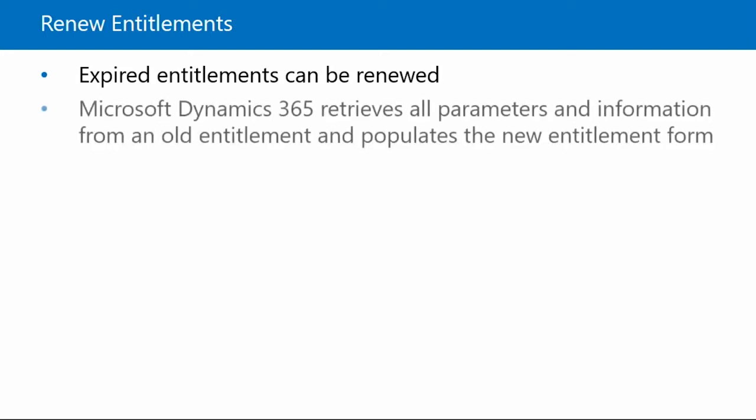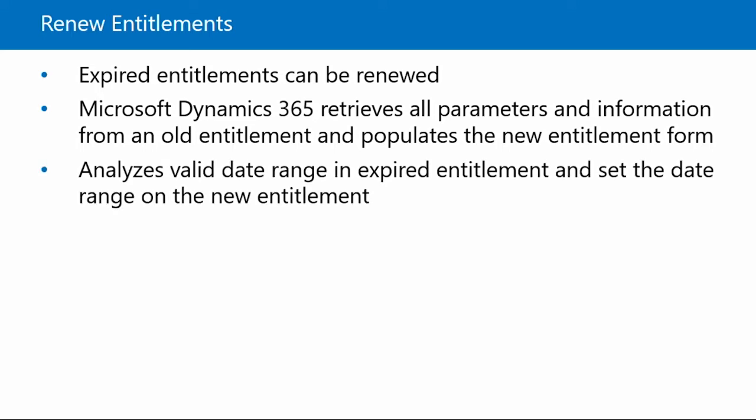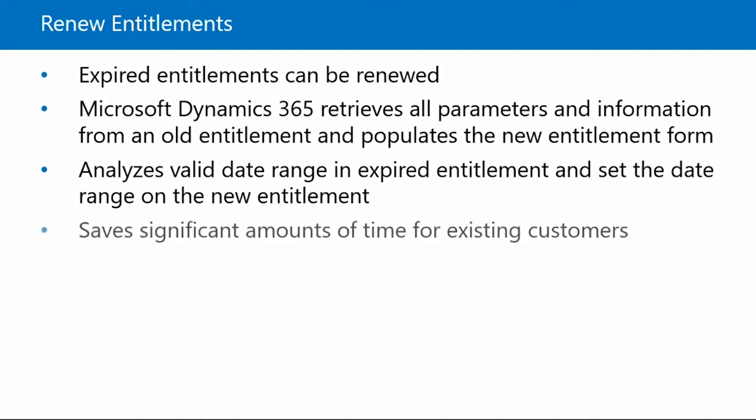When an entitlement has expired, there's a choice to be able to renew it. If you renew it, Microsoft Dynamics 365 will retrieve all parameters and information from that expired entitlement and populate them in the new entitlement form. It will also analyze the valid date range in the expired entitlement and set the new valid date range on the new entitlement form.